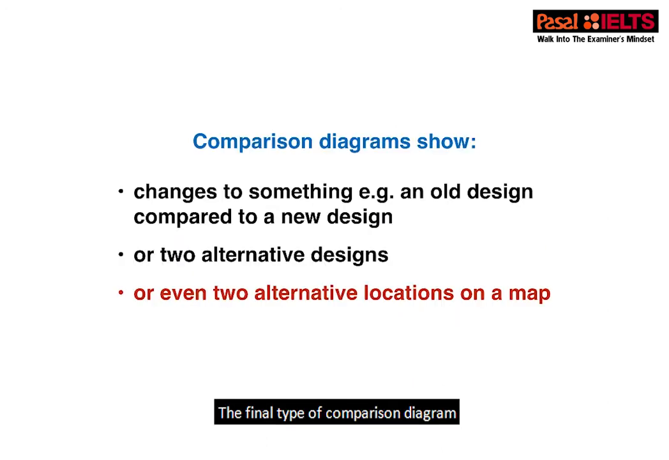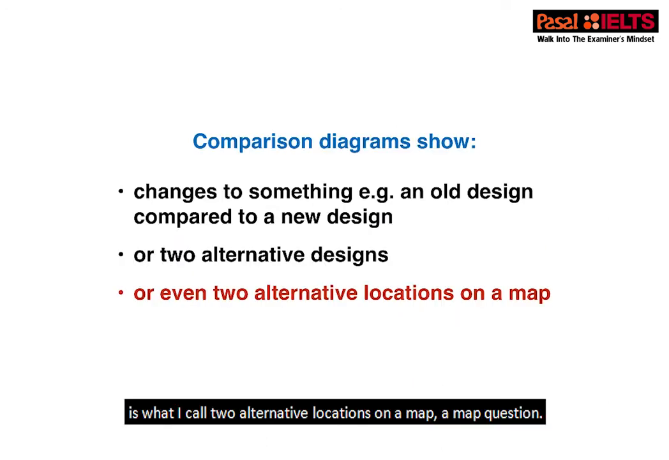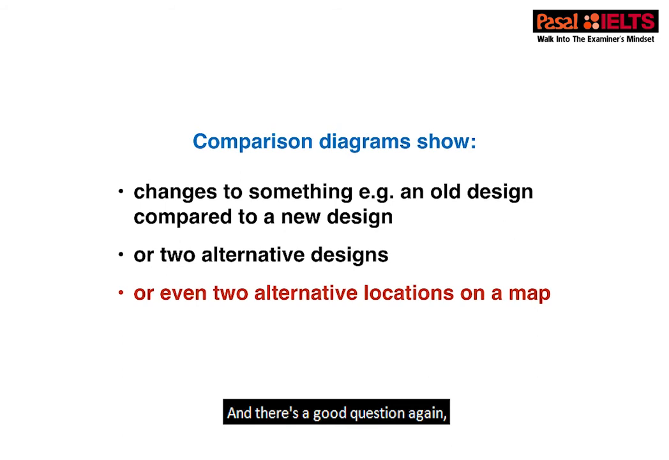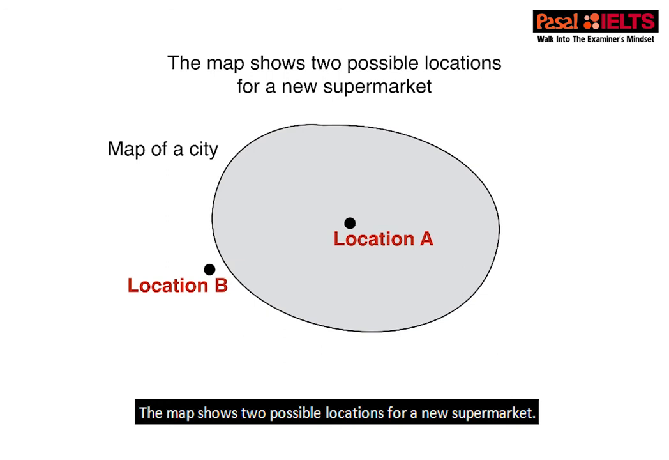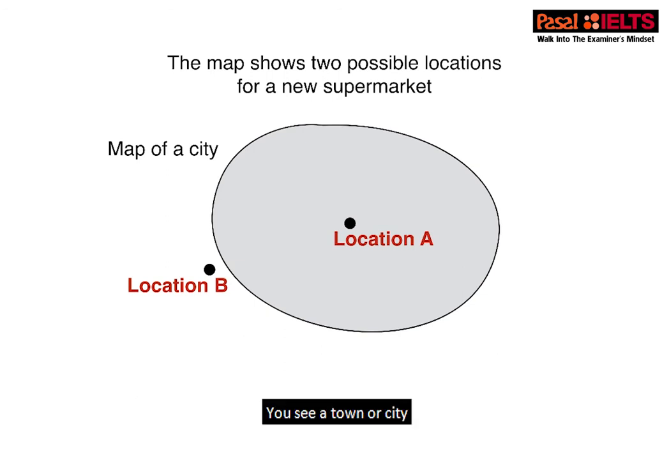The final type of comparison diagram is what I call two alternative locations on a map question. And there's a good question again in one of the official Cambridge IELTS books like this. You see the map of a town or city and two locations, location A and location B. And the real question is about this. The map shows two possible locations for a new supermarket. You see a town or a city and these two possible locations.